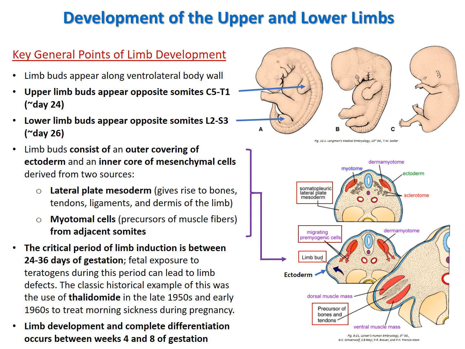There is a critical period of limb induction between days 24 to 36 of gestation, when fetal exposure to teratogens or to environmental toxins can lead to limb defects. The classic historical example of this was the use of thalidomide by pregnant women in the 1950s and early 1960s to treat morning sickness. We will discuss this at the end of this presentation. Limb development occurs in a 5-week interval between weeks 4 and 8 of gestation.